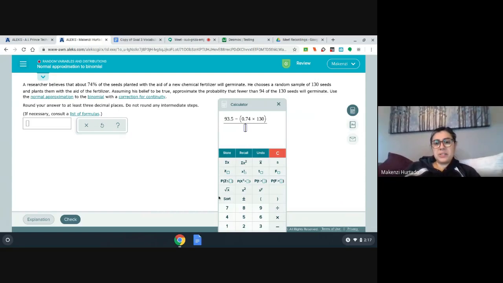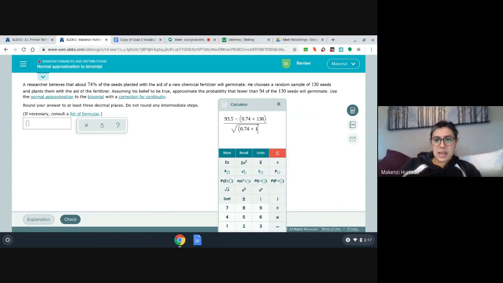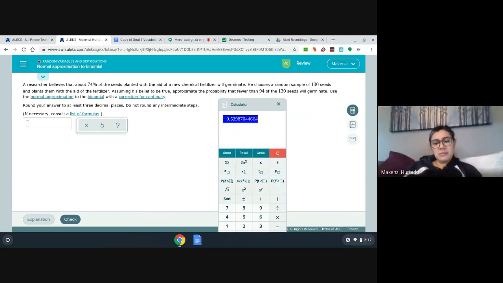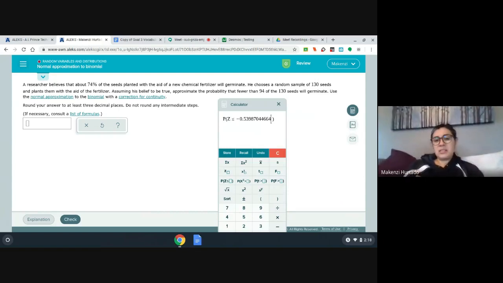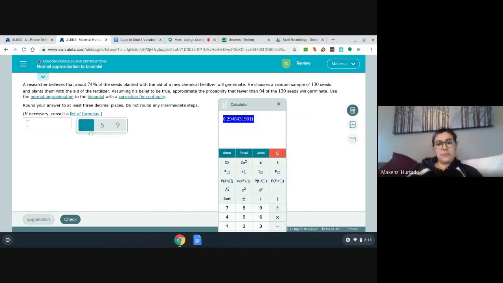And then our standard deviation, square root, 0.74 times 130, times 1 minus 0.74. I press enter. I press my P. And then again, this one says less than. We wanted less than, so we don't need to put the 1 minus. That's already going to be it. And round to 3 decimals, 0.2946, so 0.295.